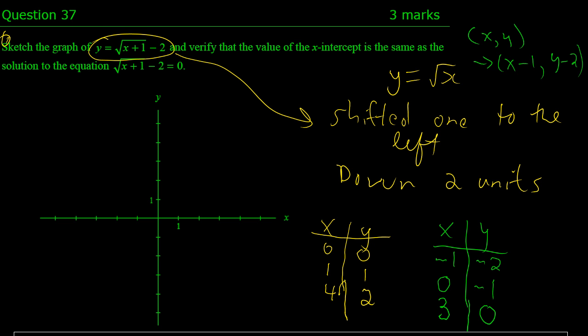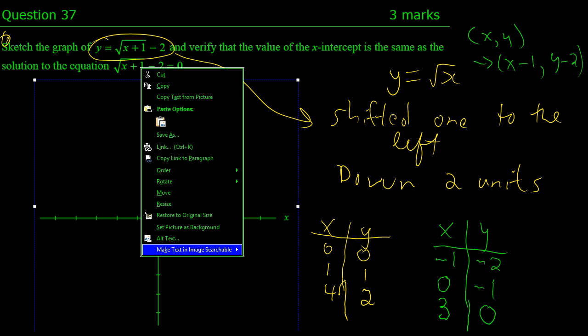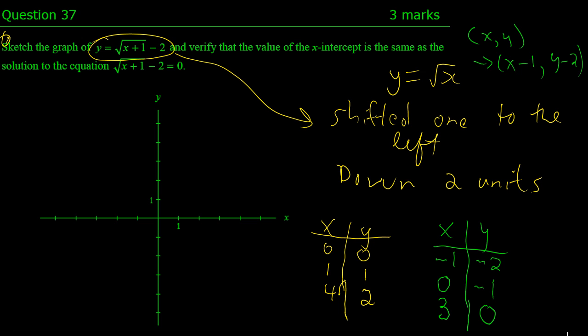So let's see. Negative 1, negative 2. They were nice enough to give us a scale here, so we'll put that here. Negative 1, negative 2. 0, negative 1. Okay. And then 3, 0. So, just to make sure you know, the square root graph kind of goes like that. So that's the shape this is making.